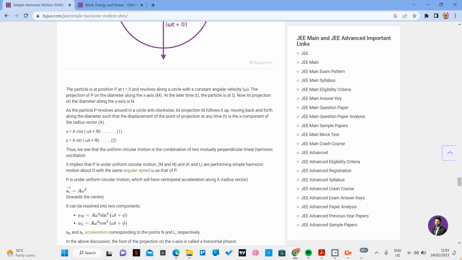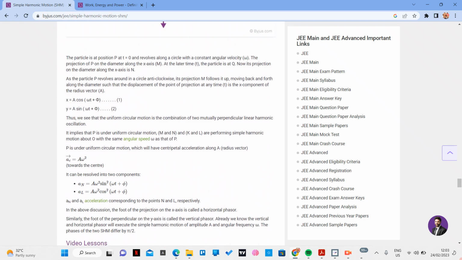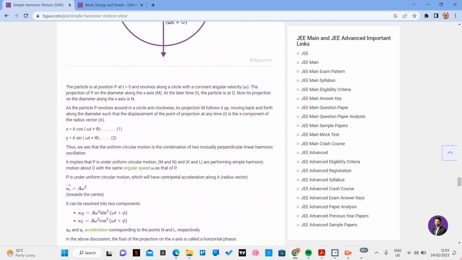As I said before, simple harmonic motion can be related to circular motion. But in class, when we start solving questions, I will emphasize on this.